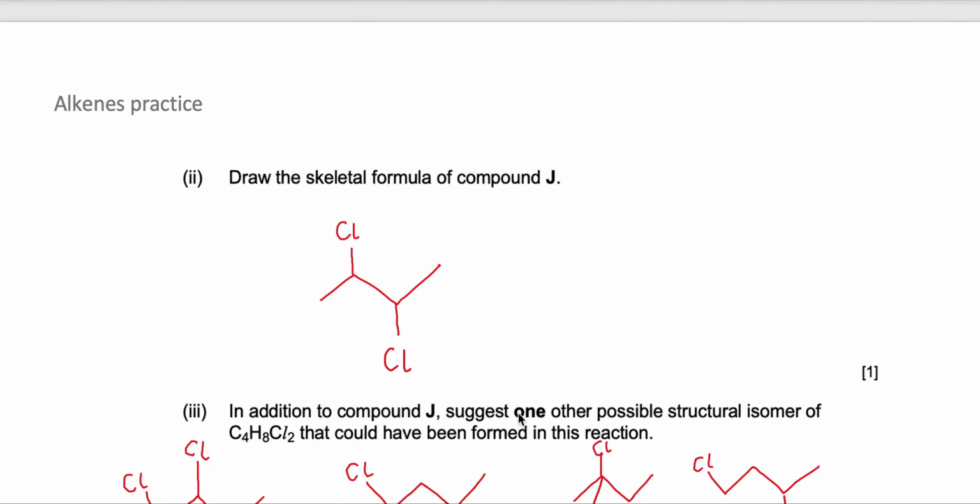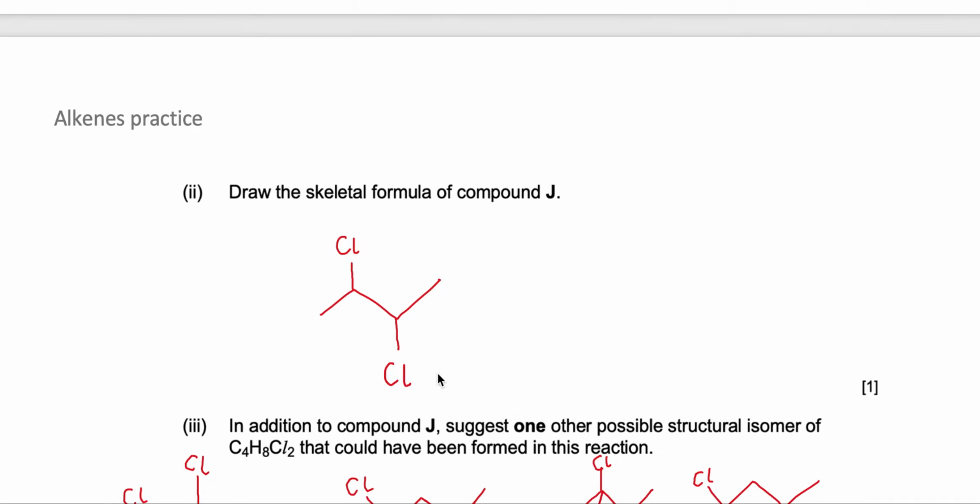It then says to draw the skeletal formula of compound J. So there's 4 carbons in the butane chain. So 1, 2, 3, 4. Number them if you want. And the chlorine was coming off of carbon 2, and the chlorine was coming off of carbon 3.